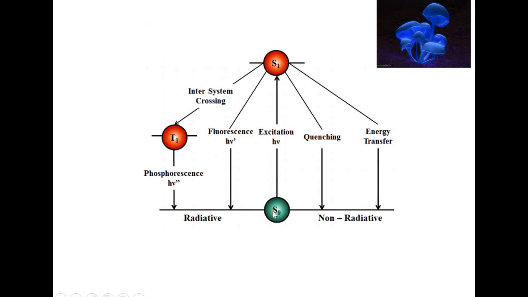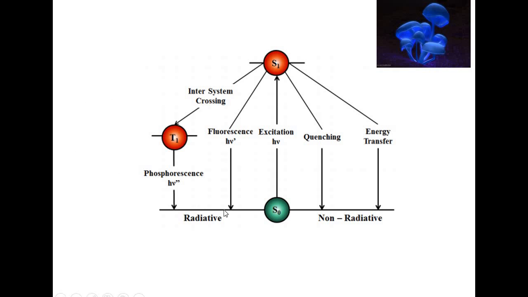So in conclusion, S0 is the singlet ground state, and when UV light falls over the electron, it absorbs the UV light and comes to the singlet excited state, that is S1. There are two pathways through which the excited electron tries to get back to the ground state, because the excited electron is very unstable.